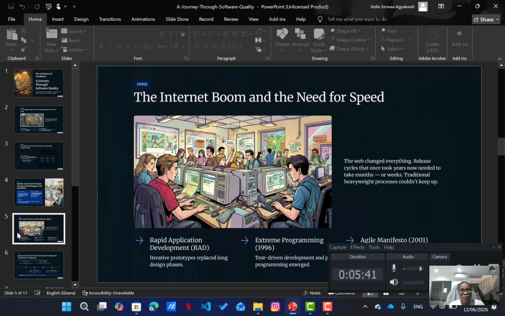Rapid application development, or RAD, focused on creating prototypes quickly. Extreme programming introduced practices like pair programming and test-driven development. These ideas eventually influenced the Agile movement, which emphasized teamwork, customer collaboration, and delivering working software quickly. Organizations needed faster development while still maintaining software quality.